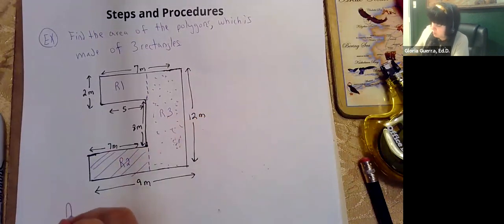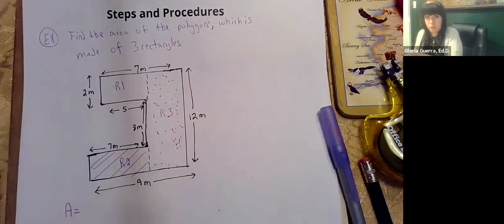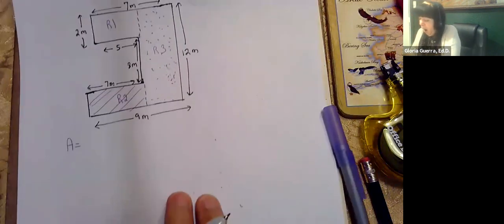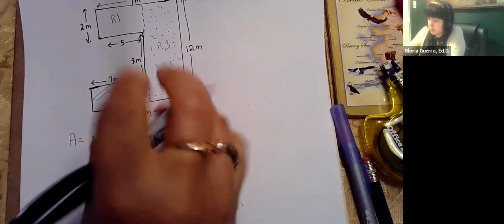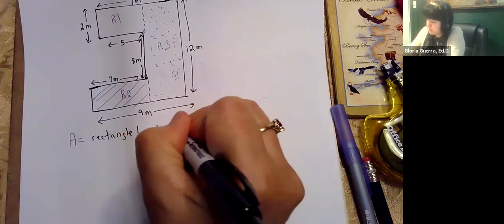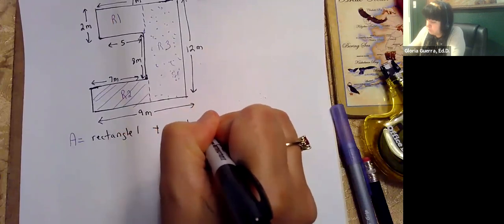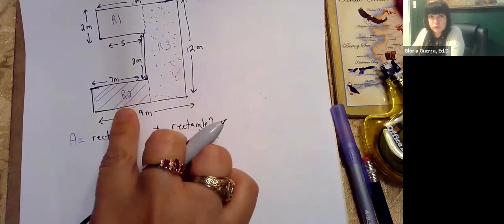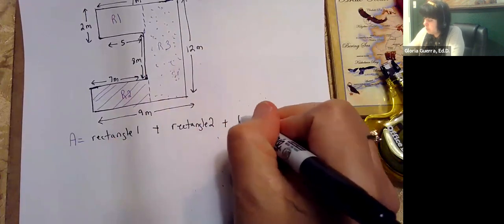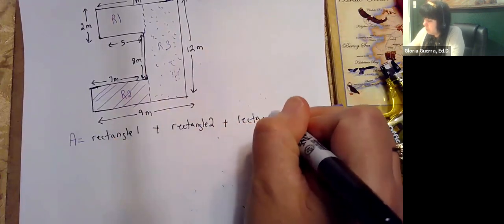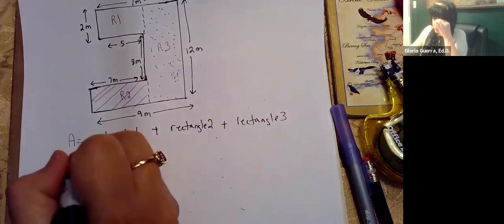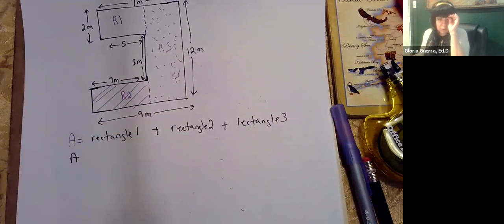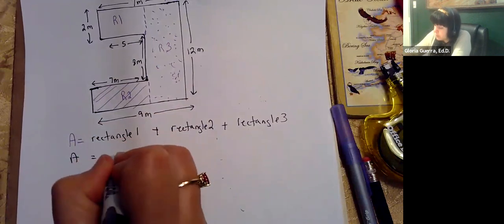So when you write that up, area is equal to rectangle 1, which is R1, plus rectangle 2, which is R2, plus rectangle 3 right here. Okay, now you know that the formula for a rectangle is length times width.